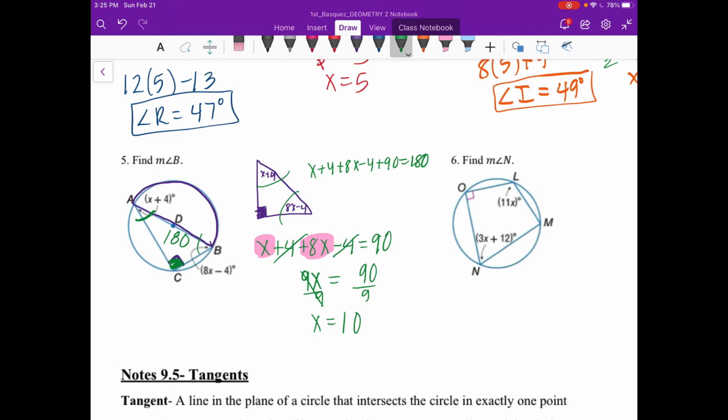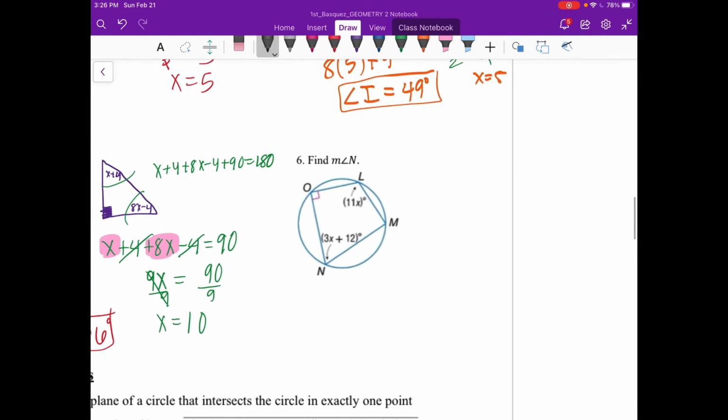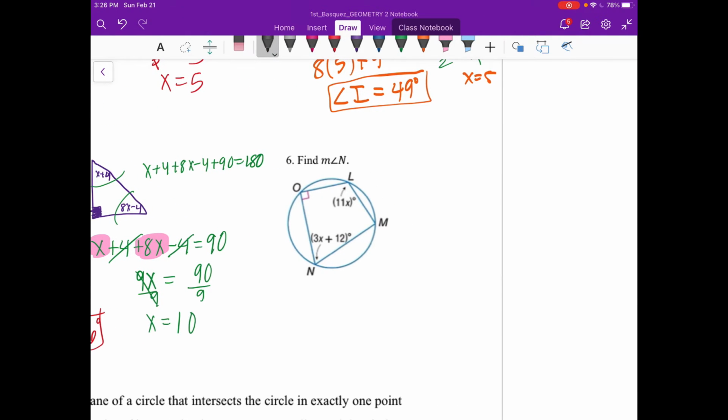My last step here is going to be to substitute in for angle B. Angle B in this case is 8x minus 4. X is 10. And so when I do that, angle B comes out to be 76 degrees. So just be careful on which angle you are finding. The last one for inscribed angles, we have angle N, where that's what we're looking for.